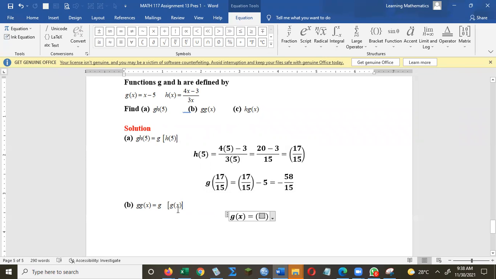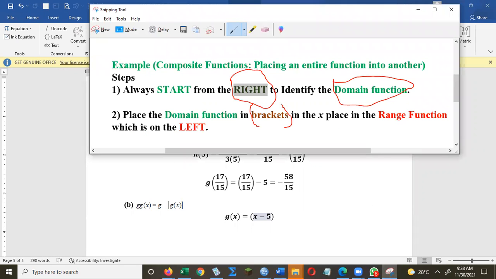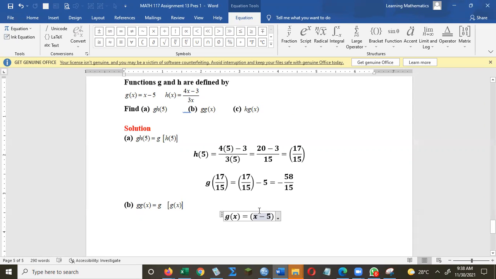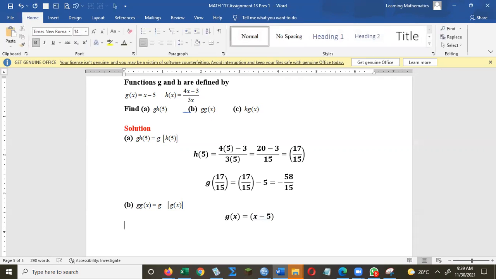But when we come here now, we see this g of x, and we're wondering, what is g of x? Here is g of x, x minus 5. So logically, what are we to put in the bracket? X minus 5, because that's what we see for g of x. And that's it. For now, this is the domain function, x minus 5. We put x minus 5 in a bracket and place it into the range function on the left. We have to put it back into g in brackets.